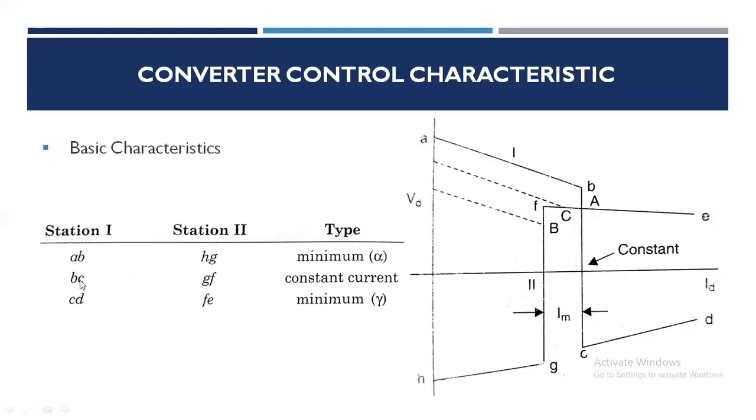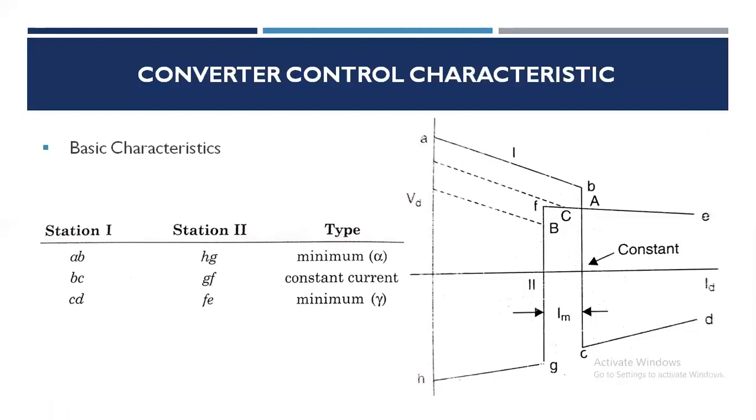And the second part, BC and GF, is of constant current type. And the third, CD and FE, is of minimum extinction angle type. The interaction of these two characteristics, where they intersect at point A, determines the mode of operation.